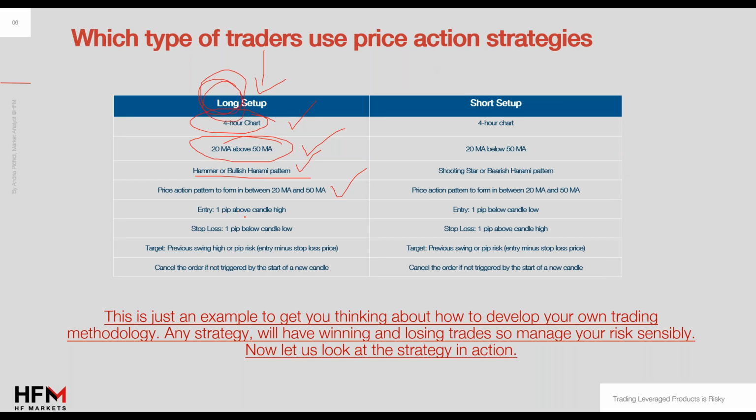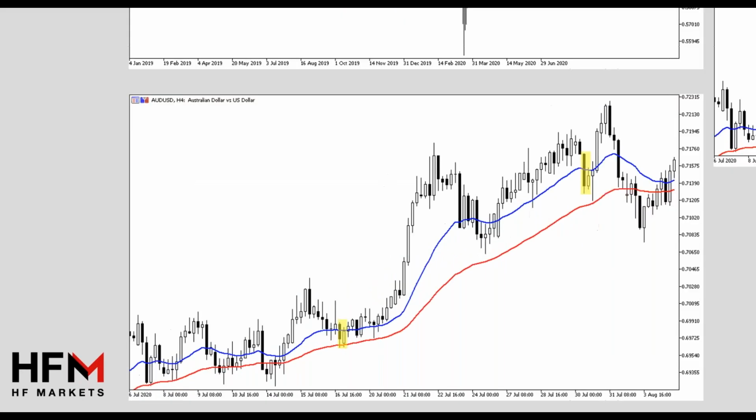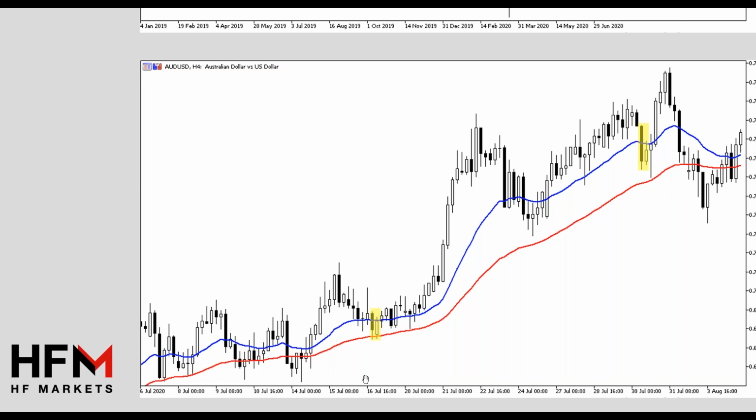Entry: 1 pip above candle high. What is that supposed to mean? Let me zoom in again. So as soon as our harami high, which is our latest high, breaks, we can enter long, even a pip above this latest high. So you can set your pending order a pip above the high of the harami.